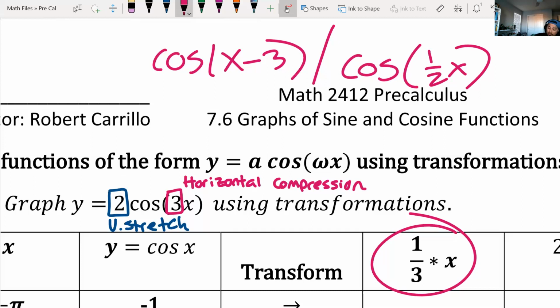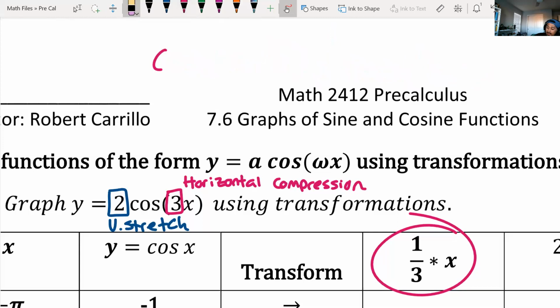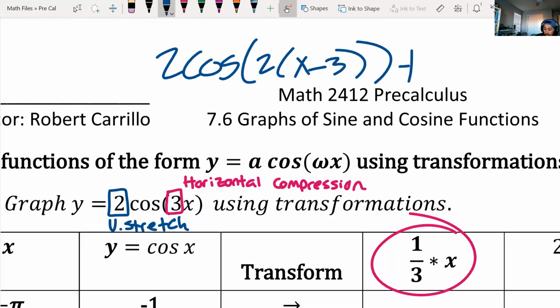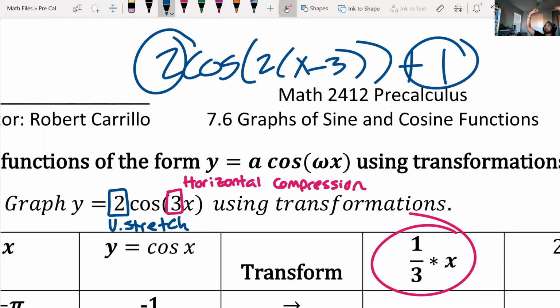Okay. So I guess we could say, let's say we had a combo. Let's say we had 2 cosine of 2 times x minus 3 plus 1. Tell me all the transformations that are going on in this one. I give up. The 2 would be a what? Vertical stretch. Good. The 1 would be a shift up. Good. It would be a vertical shift up, right? So you would stretch and shift.